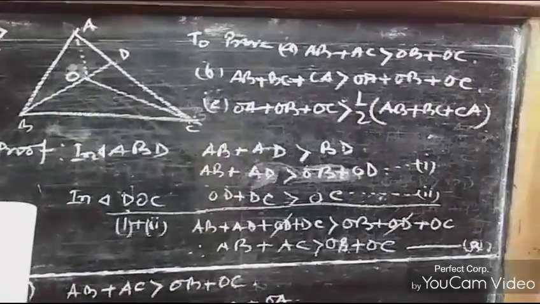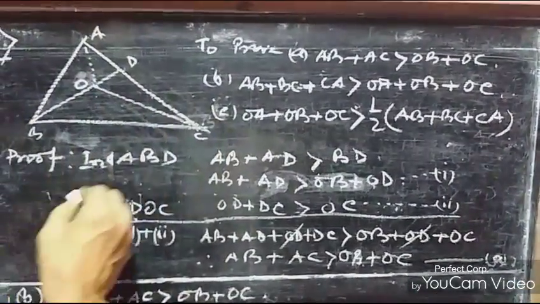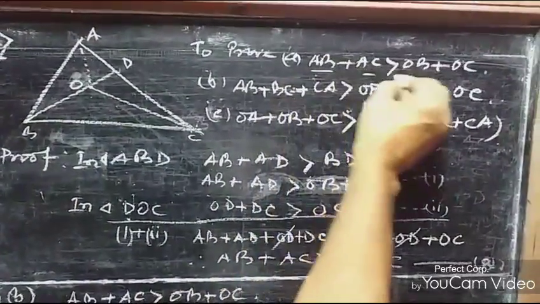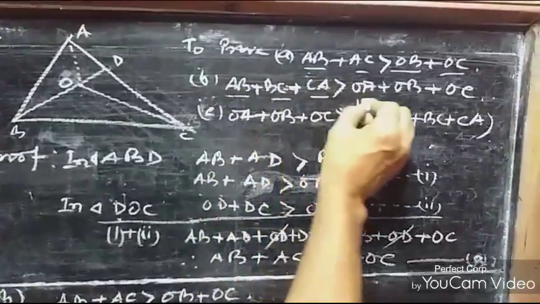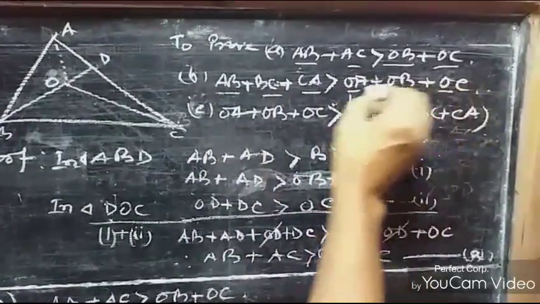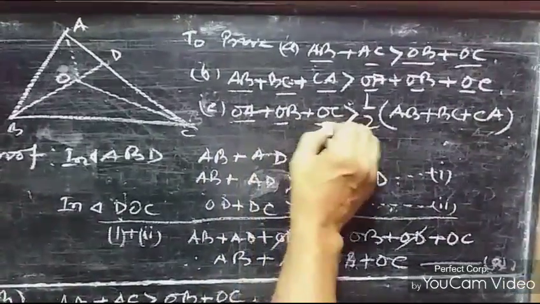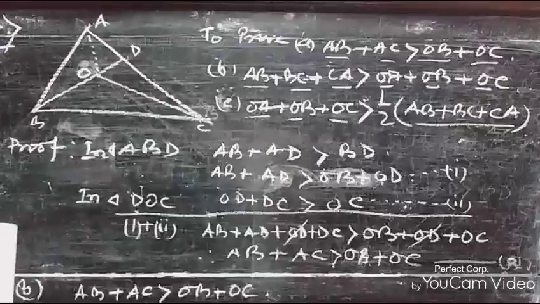14 is given: O is a point within triangle ABC. We have to prove that AB plus AC is greater than OB plus OC; AB plus BC plus CA is greater than OA plus OB plus OC; and number 3, OA plus OB plus OC is greater than half of AB plus BC plus AC.